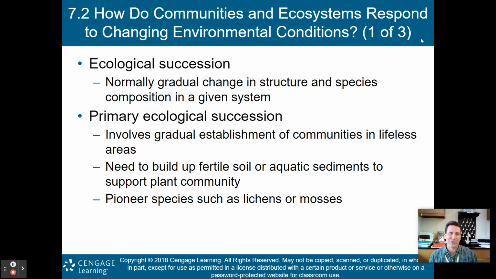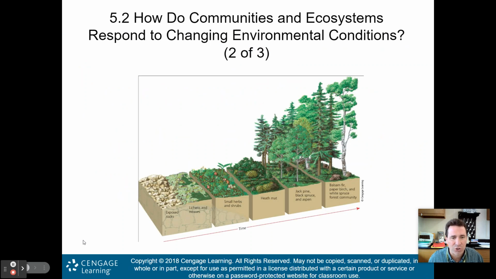So primary ecological succession involves the gradual establishment of communities in lifeless areas. You need to build up fertile soil or aquatic sediments to support plant communities. Pioneer species are usually the first species that show up when primary ecological succession is occurring, and examples of them would be lichens and mosses. So what is the main key with primary ecological succession? Primary ecological succession starts with bare rock. That's the key. That's going to be the difference between primary and secondary, which we'll learn about in a second.